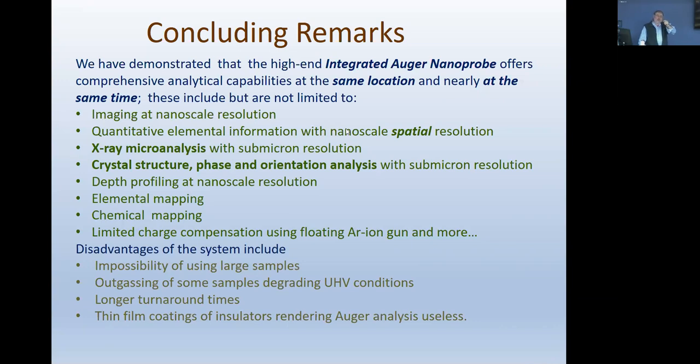Field emission microscope, nanospatial resolution imaging were not in spectra because X-rays come from a much bigger volume than the size of the beam. But here, AES gives you the same elemental information from the size of the beam type of spatial resolution. Here we can do X-ray microanalysis, crystal structure, phase identification, depth profiling, elemental mapping, chemical mapping, limited charge compensation using floating argon ions.